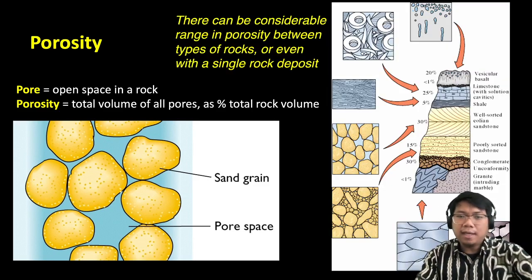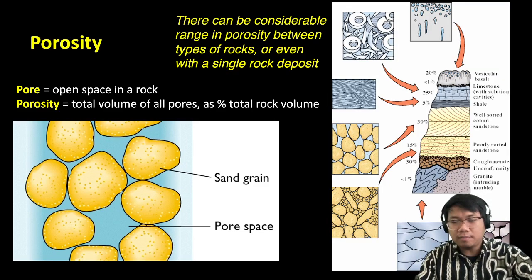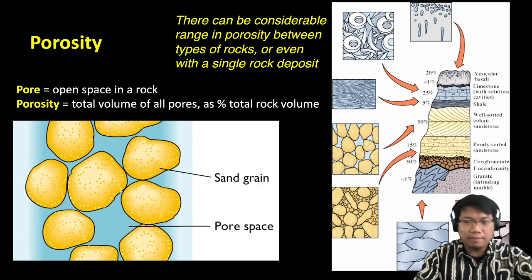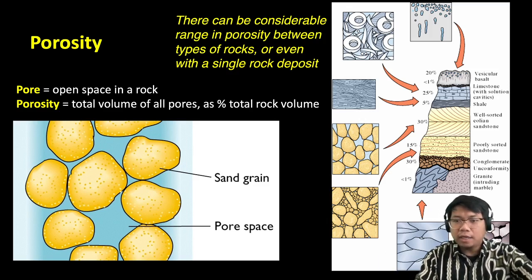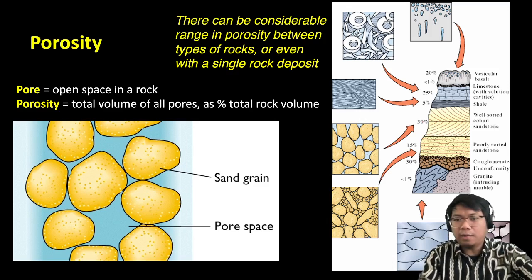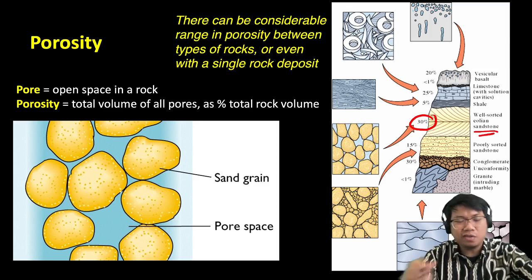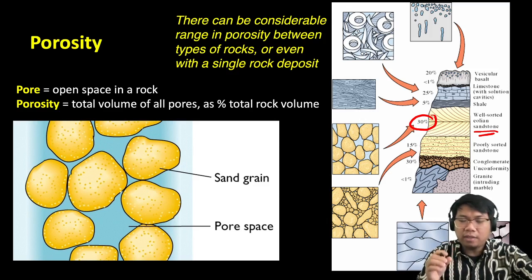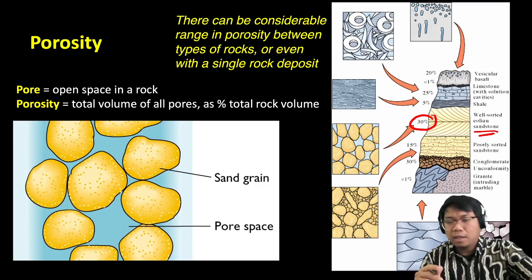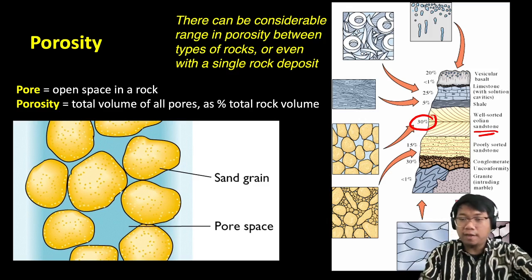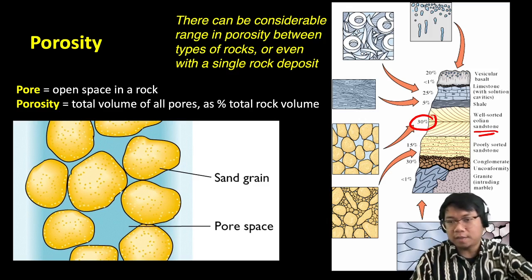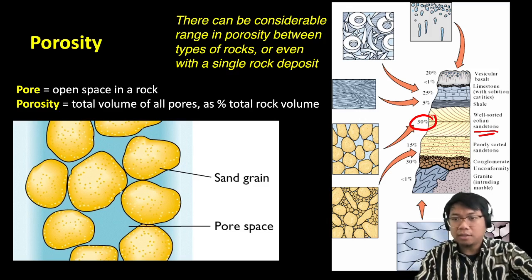There can be a considerable range in porosity between different types of rocks or the same type of rocks. For example, let me highlight one of the best examples of rocks that have high porosity: 30% for Aeolian sandstone. Sandstone is a type of rock that is very well known to have high porosity, which means it has lots of pore spaces within the rock.